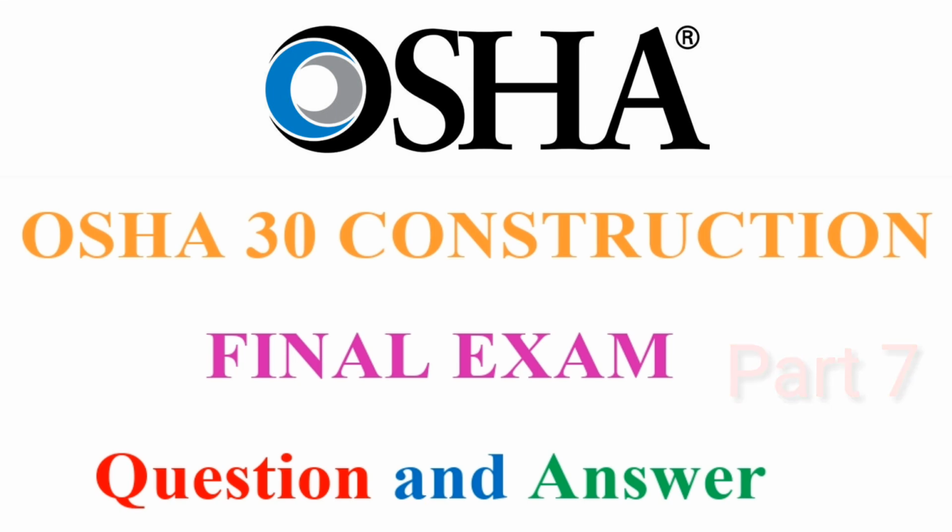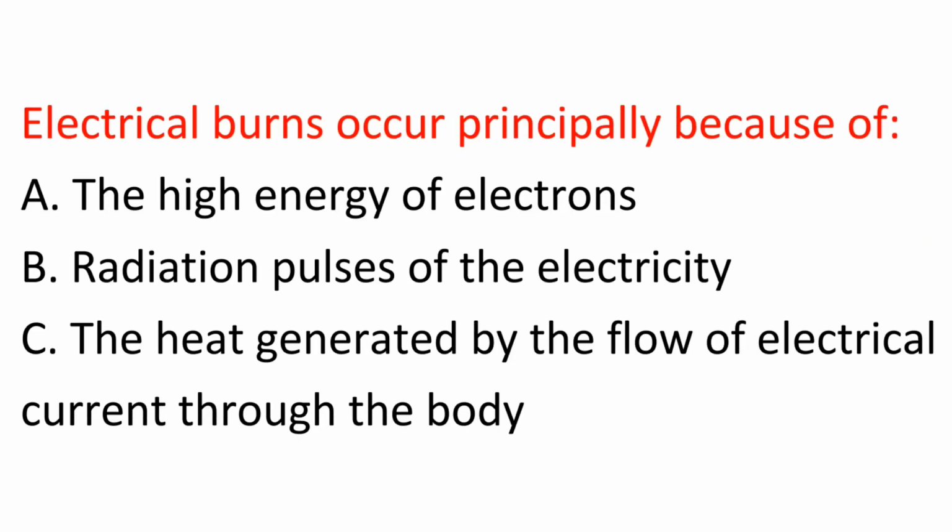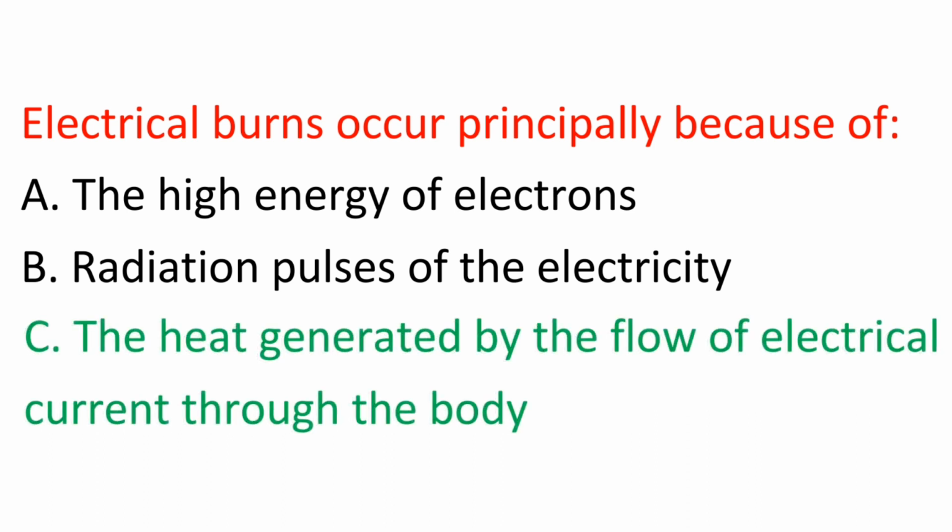OSHA 30 Construction. Final exam. Question and answer. Question: Electrical burns occur principally because of A. The high energy of electrons. B. Radiation pulses of the electricity. C. The heat generated by the flow of electrical current through the body. Answer: C. The heat generated by the flow of electrical current through the body.